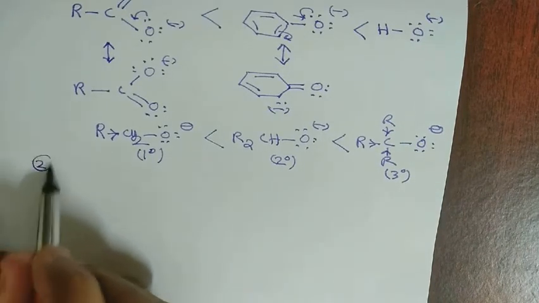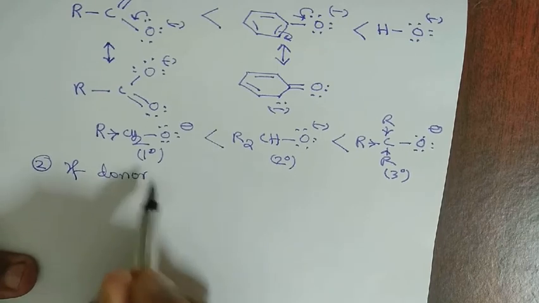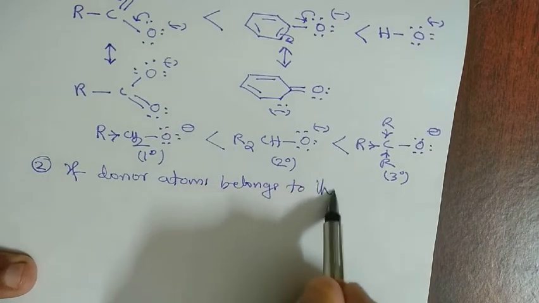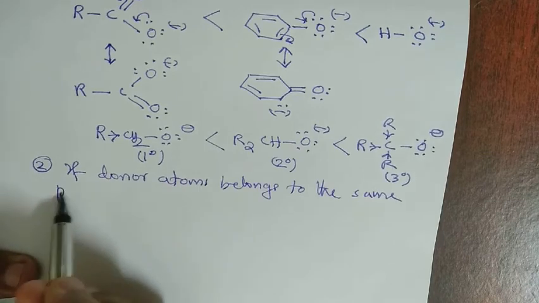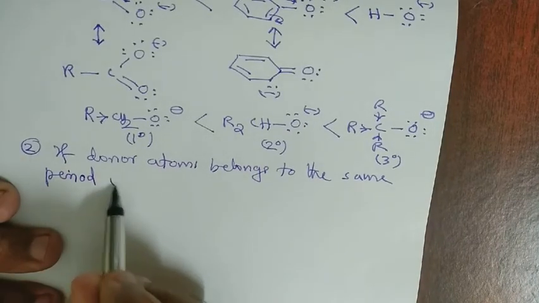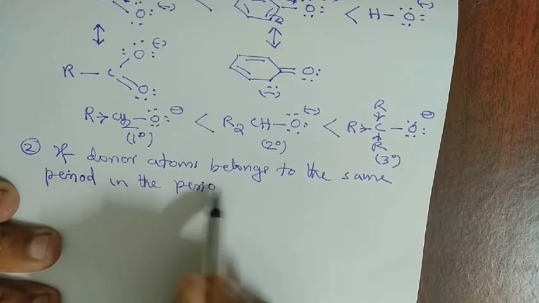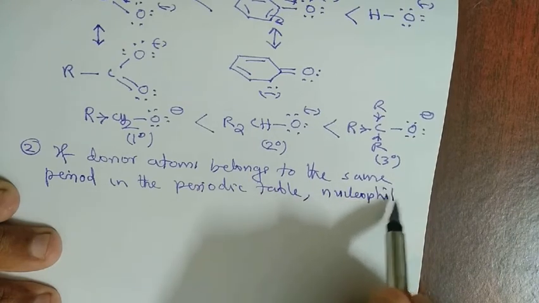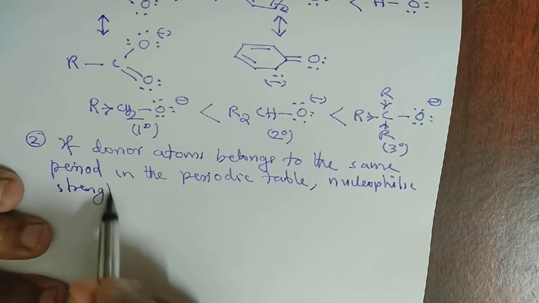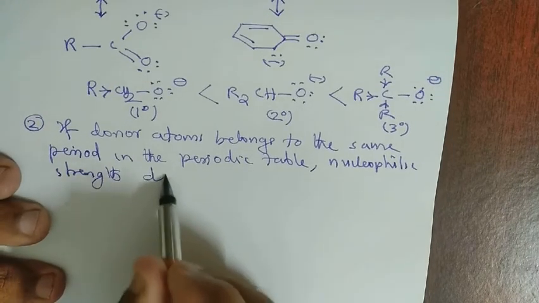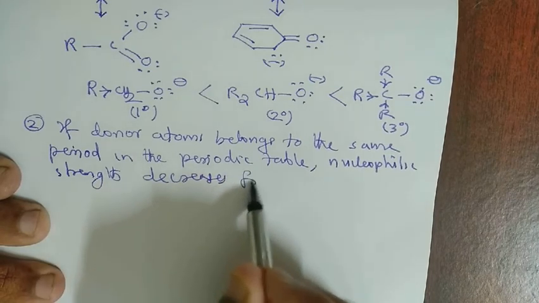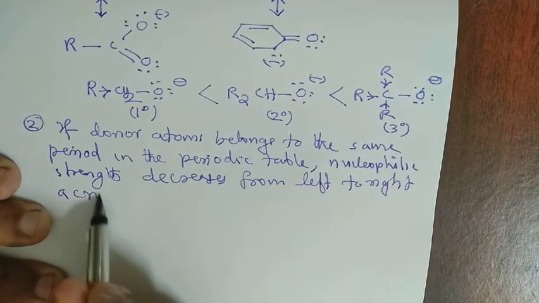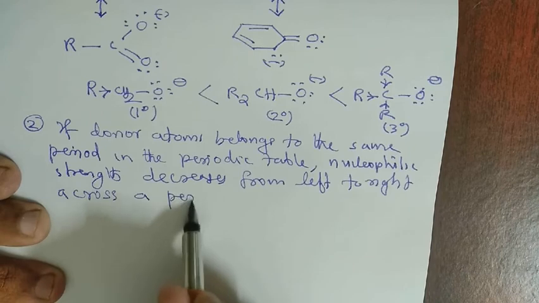Then the second one: if donor atoms belong to the same period in the periodic table, nucleophilic strength decreases from left to right across the period.